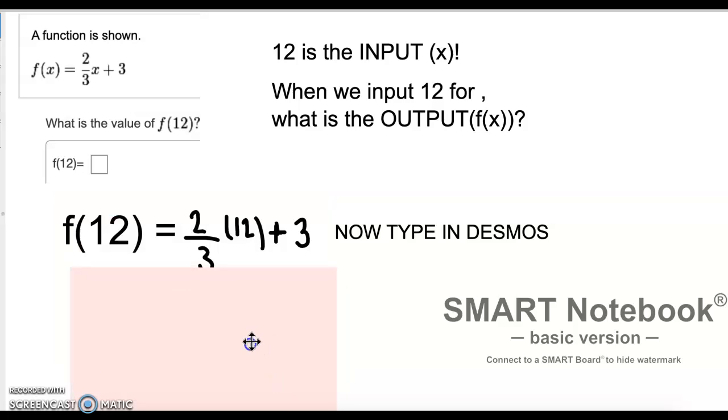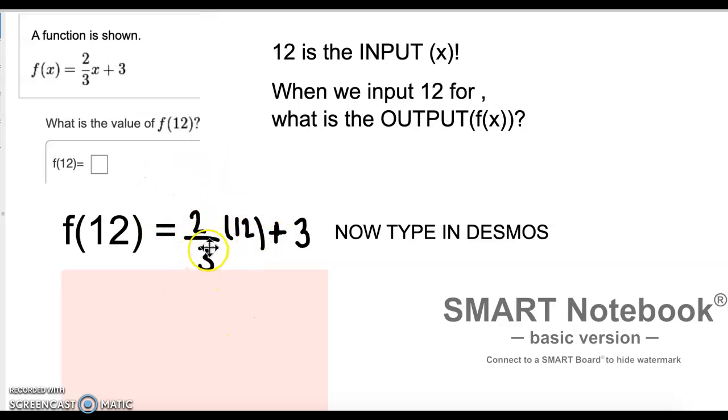All right, so we have f of 12. So remember, that's just our function notation. It's saying I'm taking my function f and I'm inputting an x value of 12. When I do that, I get 2/3 times 12 plus 3. Because everywhere we see an x, we're substituting in a 12.